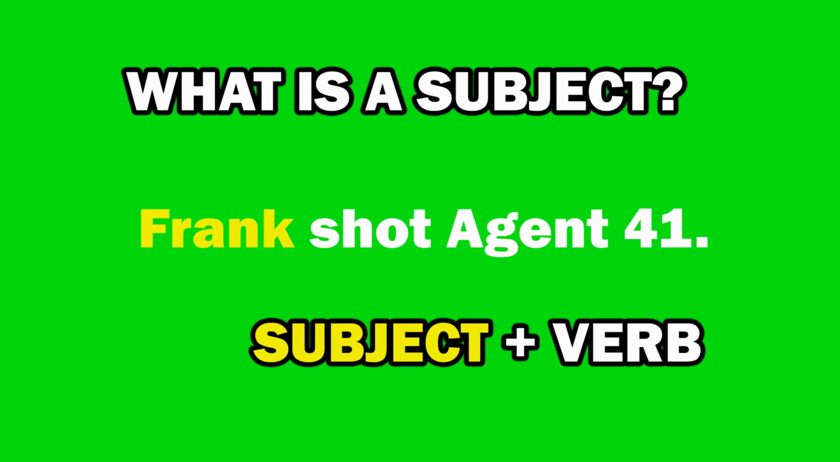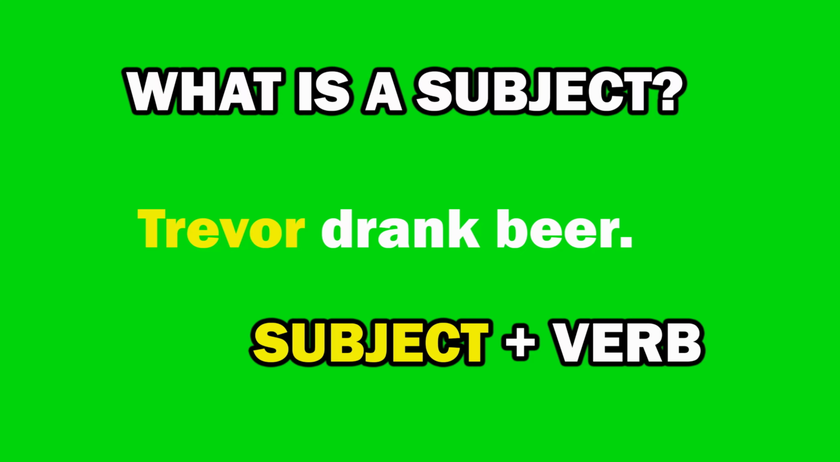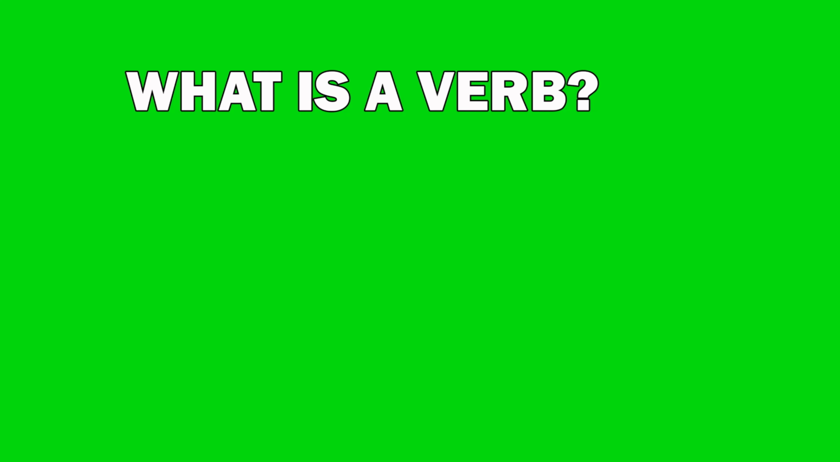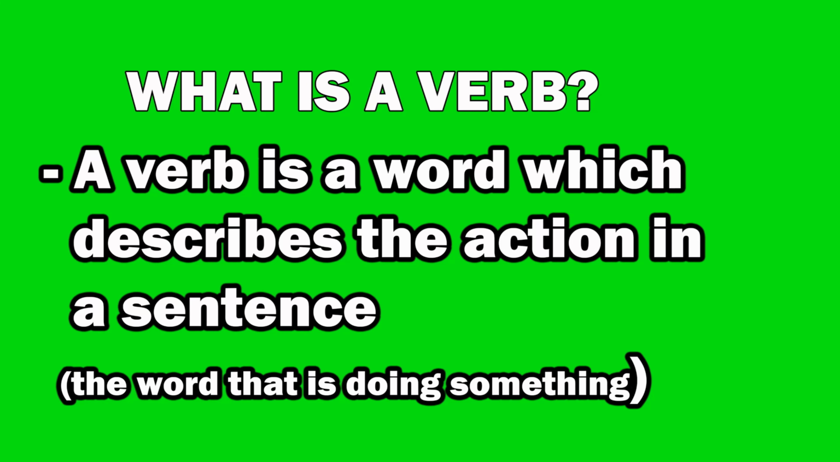Let's try another one. Trevor drank beer. In this example, Trevor is the subject. He's a person, place, or thing. So then we must define what a verb is. And some of you may already know this, but we're going to go over it because it is going to be crucial for your SATs and most of your middle school and high school exams, that you understand this difference. And I will say to you that most adults, probably even your lame parents, don't even understand what a verb is. A verb is a word that describes action in a sentence.